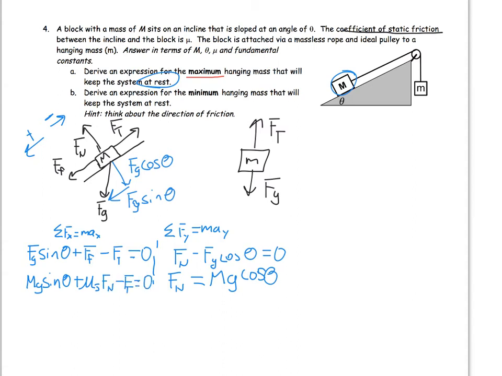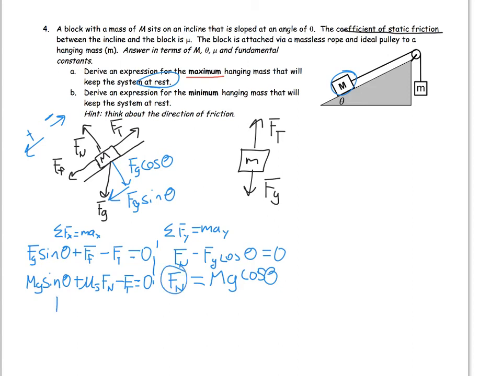Now, keep in mind that I can make this substitution here, mu s times my normal force, because we have the most amount of mass on the end of that before it begins to slide. So static friction, and that's what we're dealing with here, will be at a maximum in this situation. I'm going to make a substitution here for normal force.